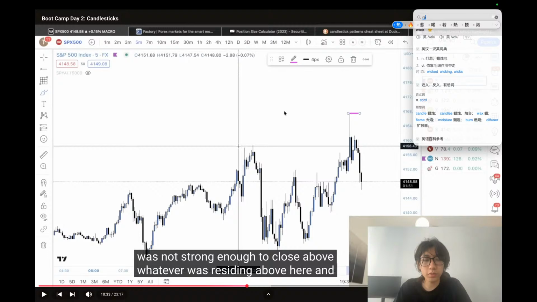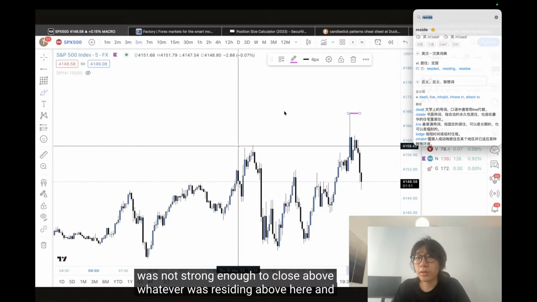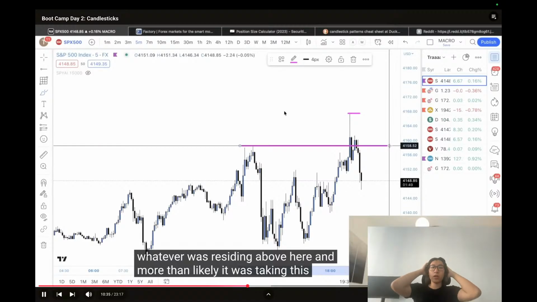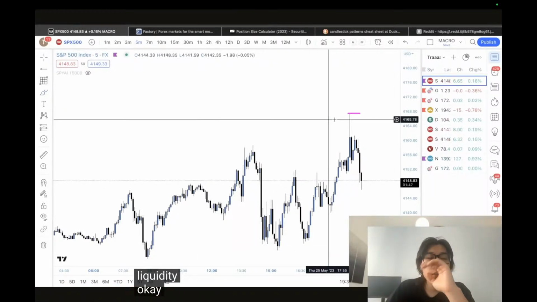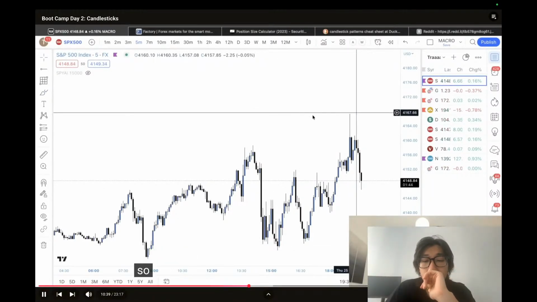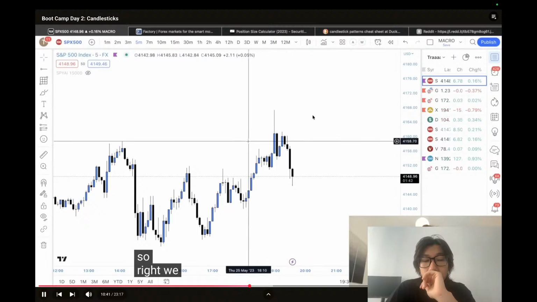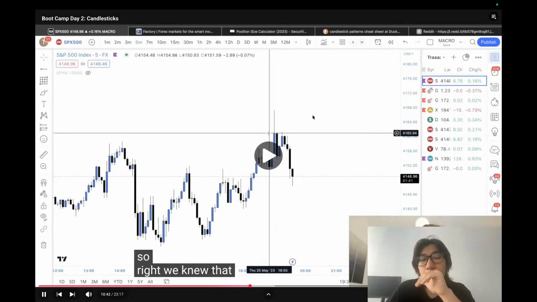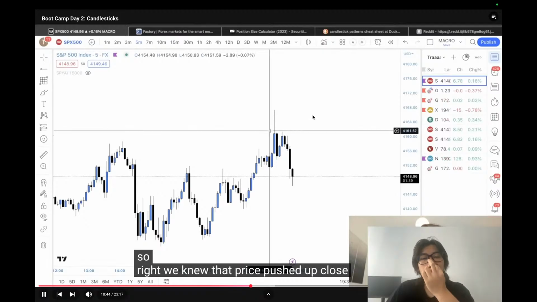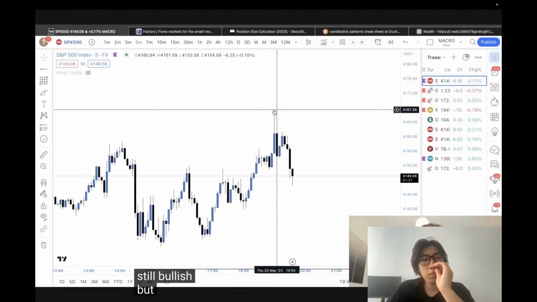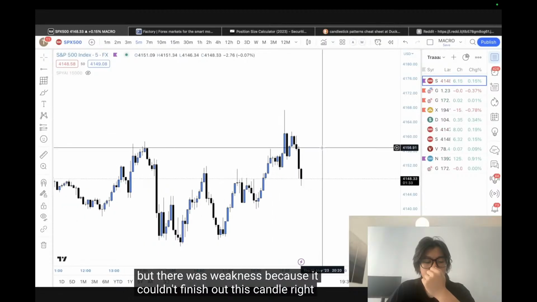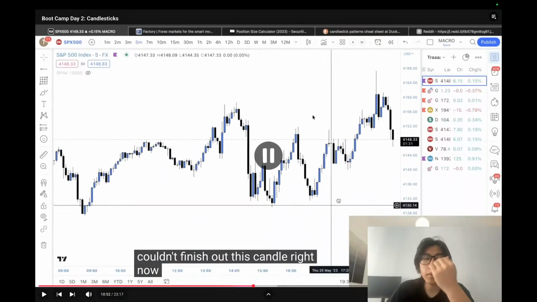I don't know this word. Reside. Oh, resident. More than likely, it was taking this liquidity. So we knew that's strong. Some of them are strong. That price pushed up and closed still bullish, but there was weakness because it couldn't finish out this candle. Now, wait, I'm trying to understand it.